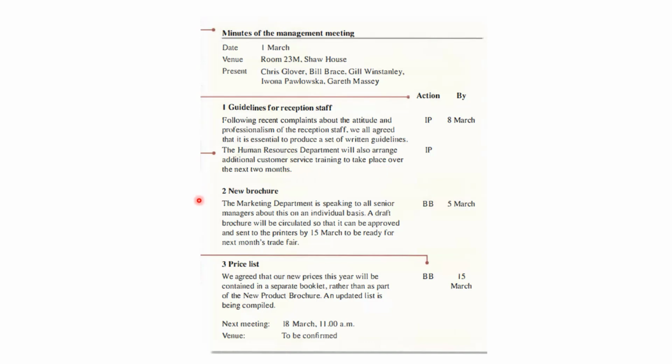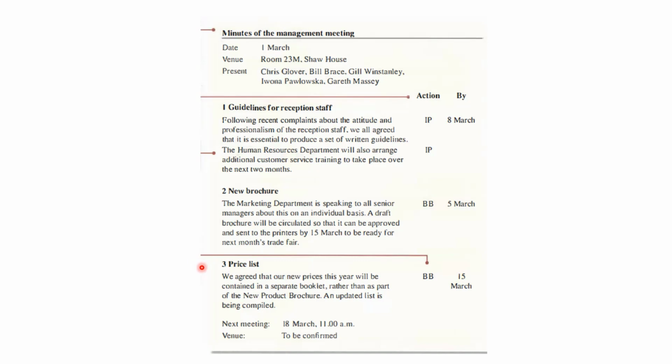The second point, new brochure. The marketing department is speaking to all senior managers about this on an individual basis. A draft brochure will be circulated so that it can be approved and sent to the printers by 15th March to be ready for next month's trade fair. Formal nouns, we have managers, a draft brochure, and trade fair. And for the verbs, we find circulated and approved.